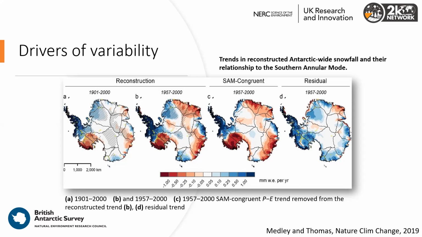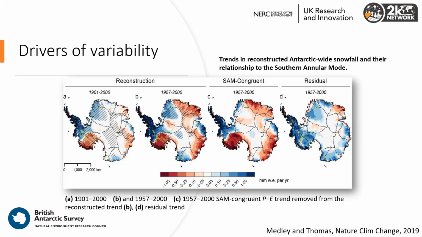And what we found is that this pattern during the second part of the 20th century can be reproduced if we were just using changes in the SAM. So we were saying that 80% of this variability can be explained by changes in the Southern Annular Mode, which is the largest mode of variability in the southern hemisphere. But changes in the SAM actually can't explain the trends that we've seen.